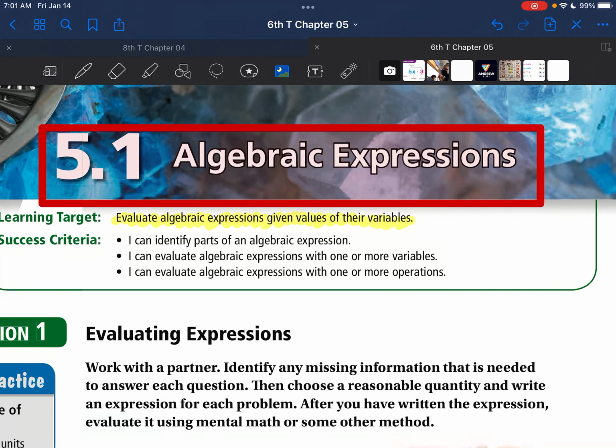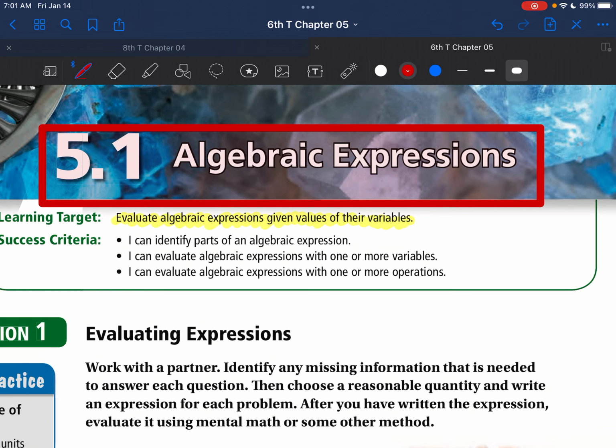Hello, 6th grade. This is Chapter 5, Lesson 5.1. Please make sure you have this copied down in the red box and make sure you have the yellow words highlighted. So please press pause and write this down. Please also make sure you have the correct heading at the top of your page.